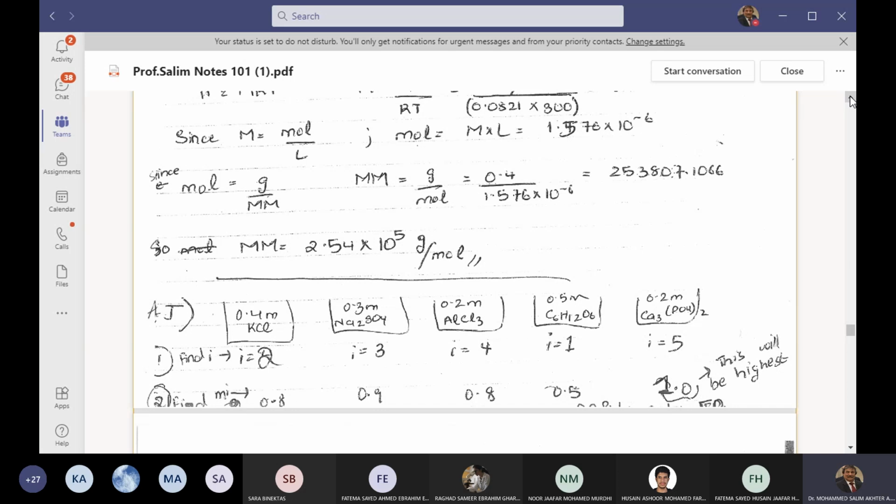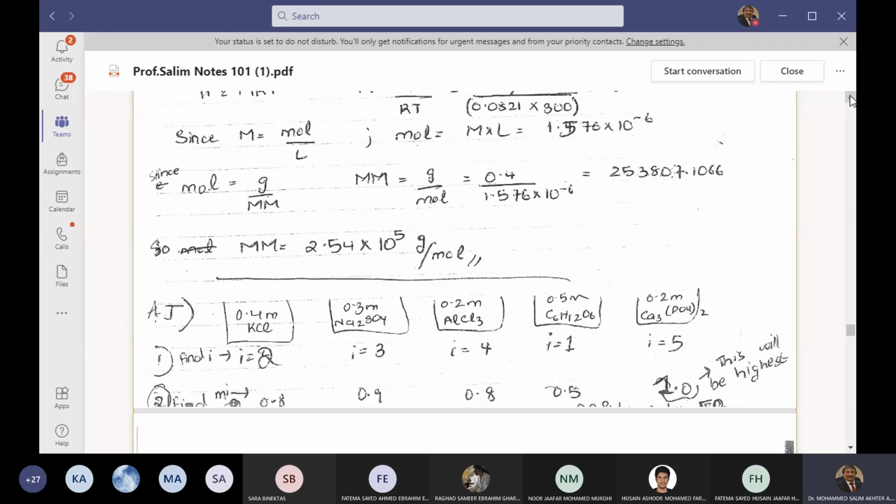Delta Tf equals Kf times m times i. Do you know delta Tf? 0 minus negative 2.11, so delta Tf will be 2.11 with a positive sign, equal to Kf. Do I know Kf? 1.86. So 1.86 multiplied by m multiplied by 4. Can you find small m?